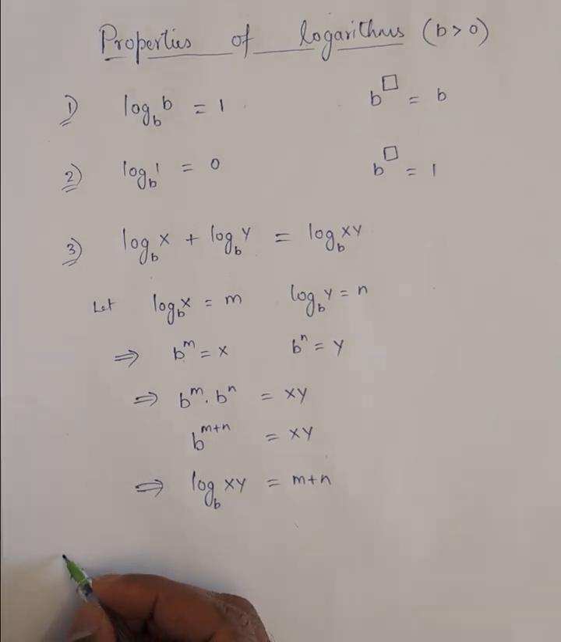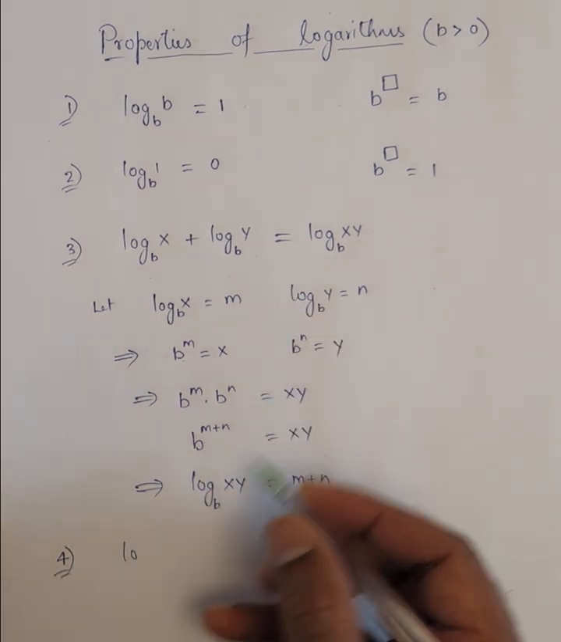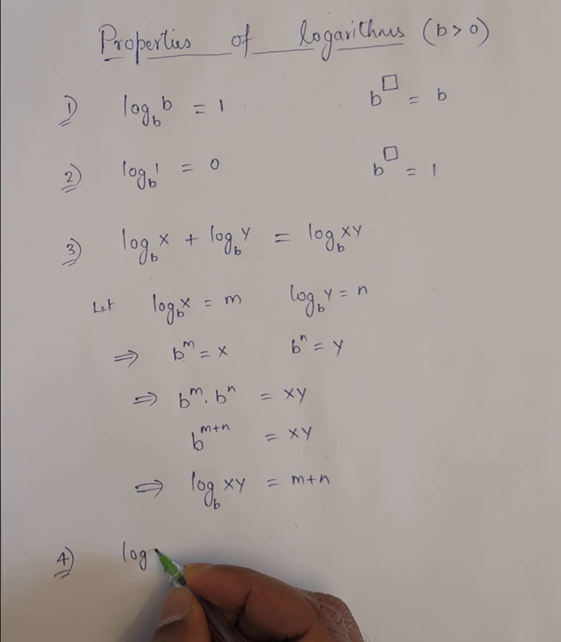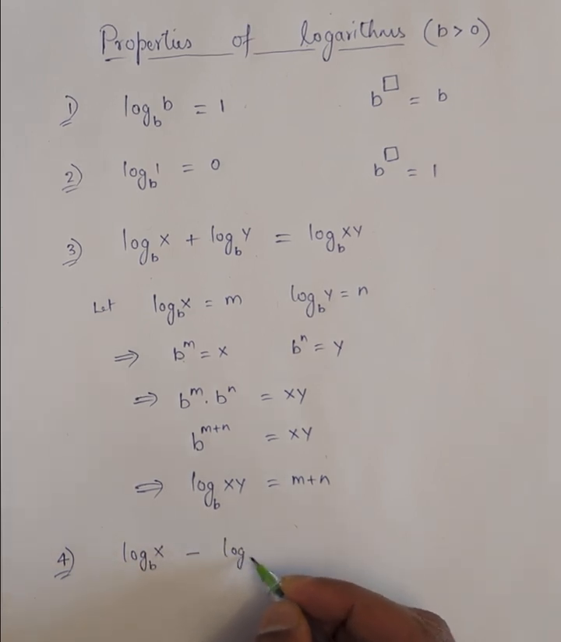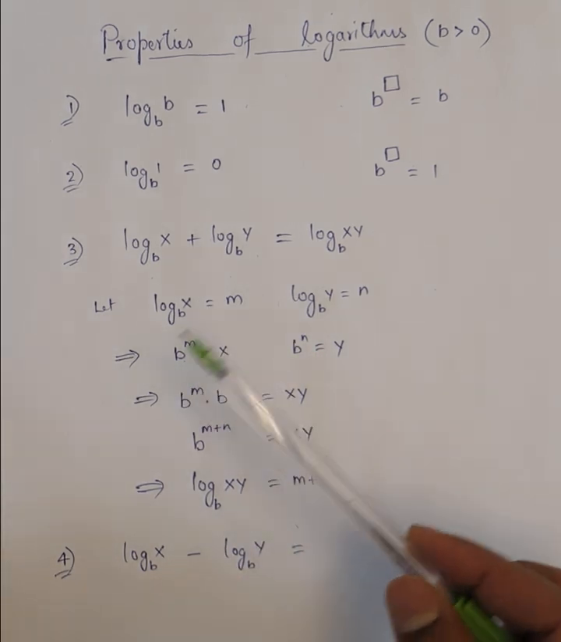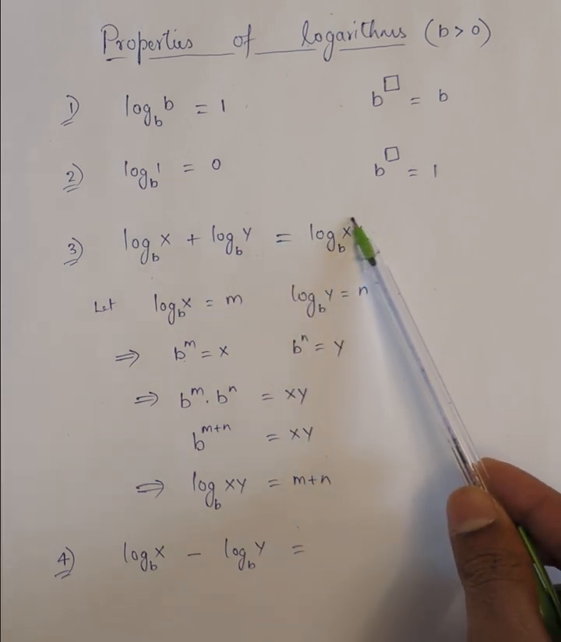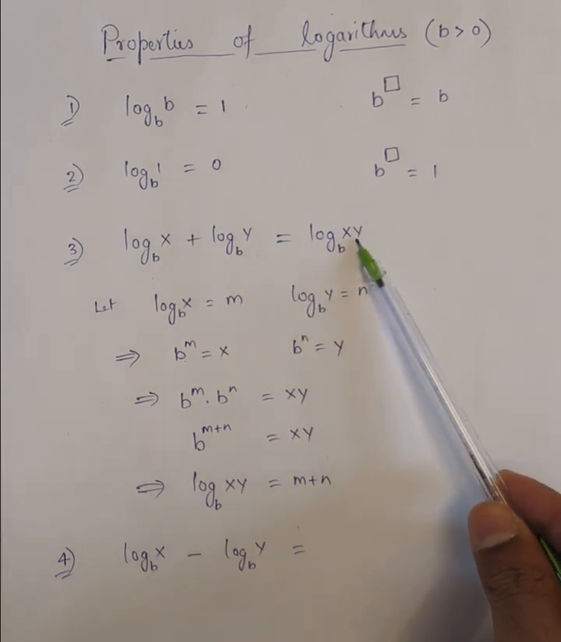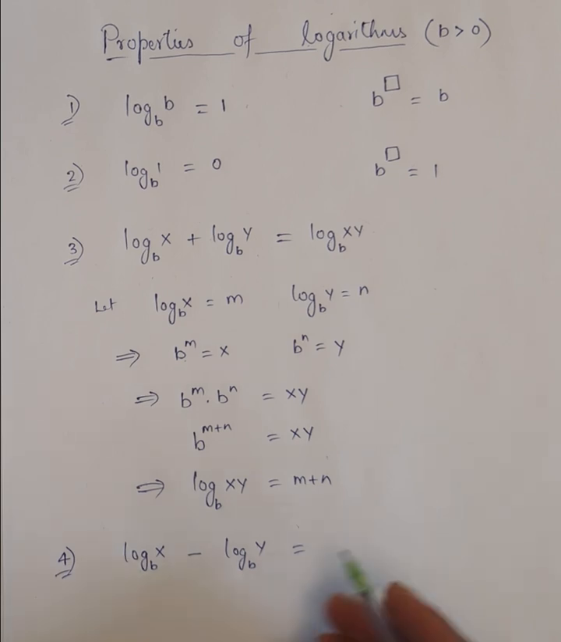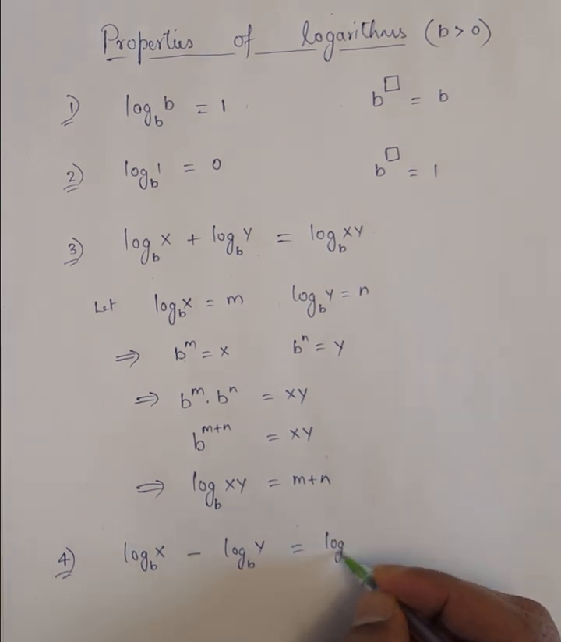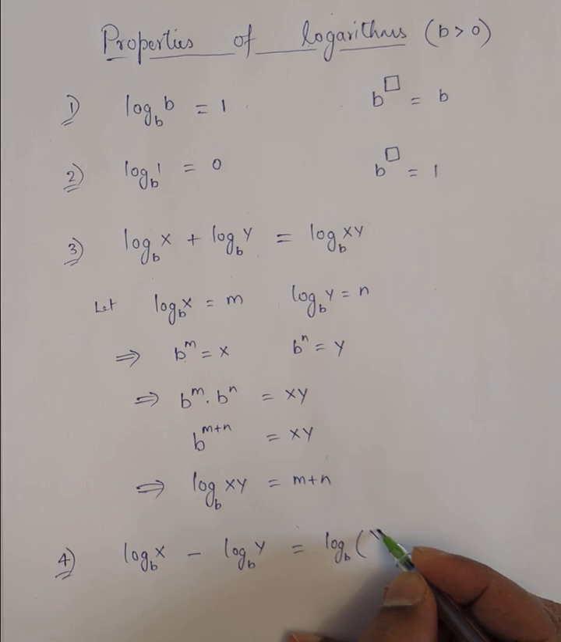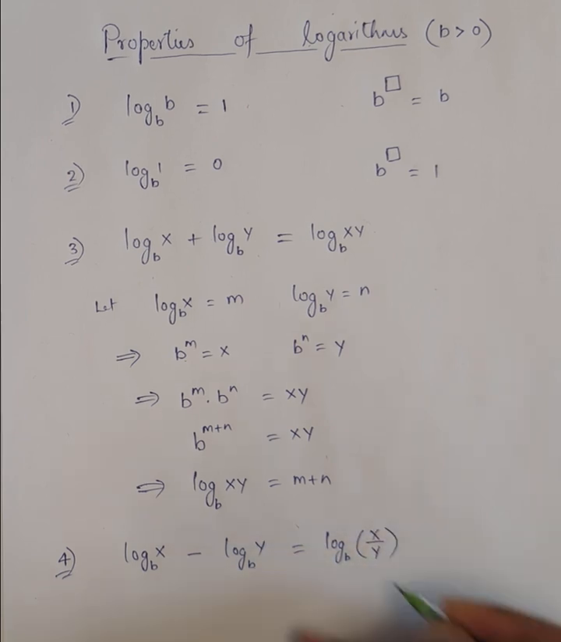Now, similarly, we can prove, just like we did here, what would be log x base b minus log y base b. And we can prove if addition caused us to multiply xy, subtraction will make us divide. And that's going to be our next property, property 4.